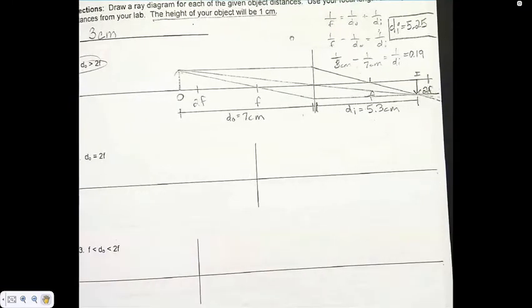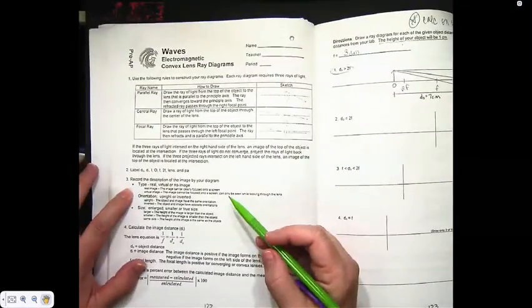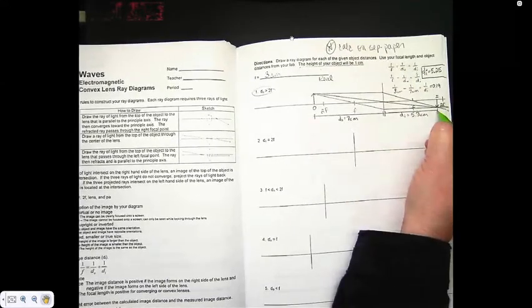So I'm just going to zoom out for a sec and show you where to find that. Okay, so I described the image, but I didn't write it down. I know this is a real image because light rays actually cross. It is inverted, or upside down, and it is smaller than the object. So that is my description. Then I calculated the image distance using the lens equation.